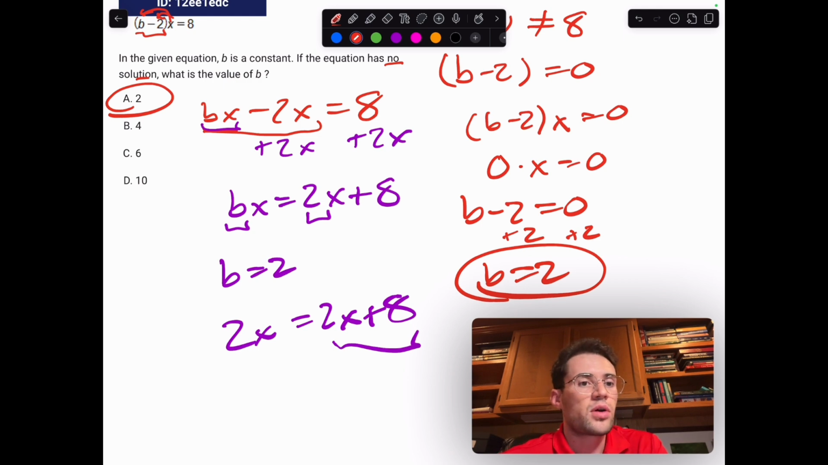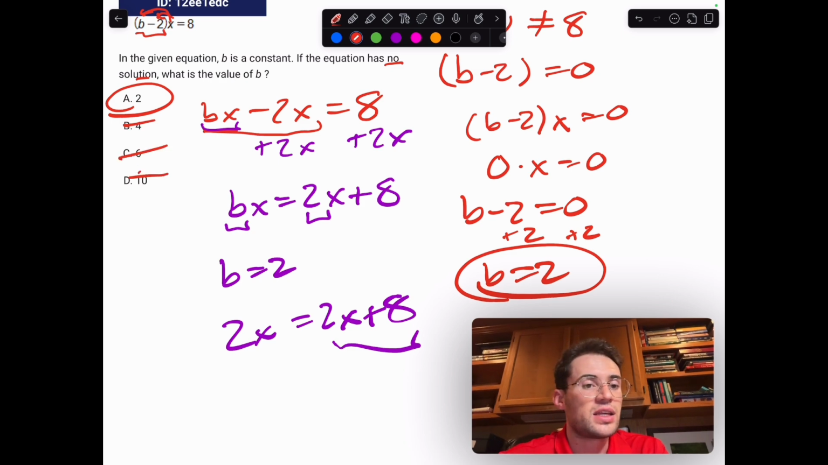If you plugged in the 4, you get 4 minus 2 is 2, 2x equals 8. Well, that's true when x is 4, right? 2 times 4 is 8. If you had 6 minus 2, that'd be 4. 4 times x equals 8. Well, that's true when x is 2. And then b minus 2, if b is 10, 10 minus 2 is 8. 8 times x equals 8. That's true when x is 1.